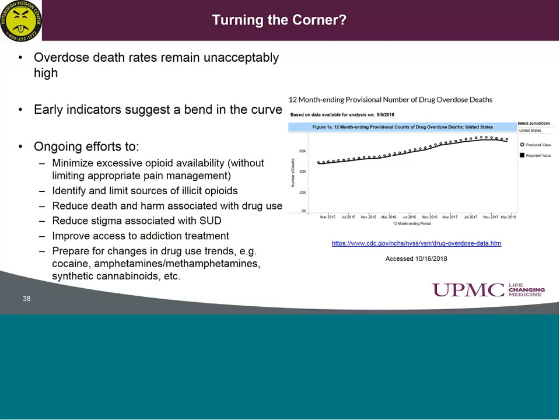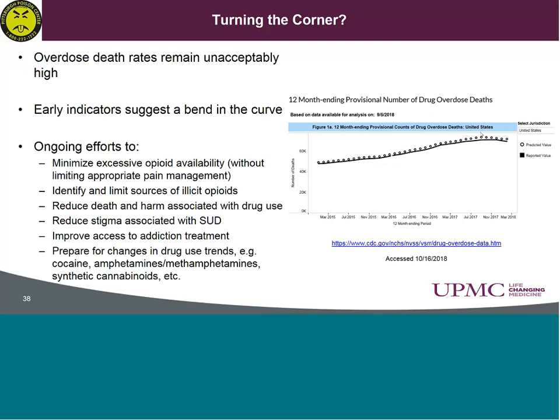What's encouraging is we're starting to see, I think for the first time, a downturn in the last few months. At the end of 2017 and the beginning of 2018, we saw decreases in overdose deaths as well as ER visits, which hopefully will represent the beginning of a trend and not a temporary reduction. And to do that, we have to make ongoing efforts to minimize excessive opioid availability, but without limiting appropriate pain management, and limit sources of illicit opioids from Mexico, China, et cetera.